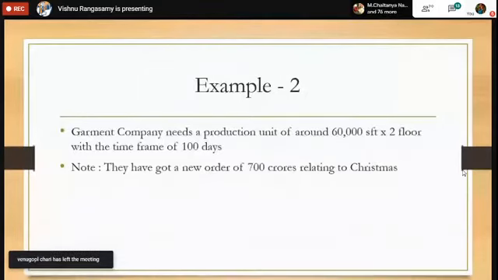See, you cannot complete 60,000 square feet, that is a 2-floor building, within 100 days when we are following a conventional method of construction, like raising the footing and columns, then going for the slab.